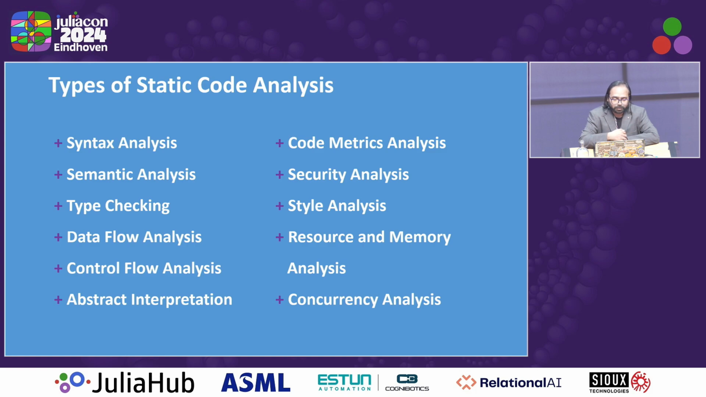Then types of static code analysis. When we consider types of static code analysis, there is syntax analysis, semantic analysis, type checking, data flow analysis, control flow analysis, abstract interpretation, code metrics analysis, security analysis, style analysis, resource and memory analysis, and concurrency analysis. We'll go through all of these in brief.